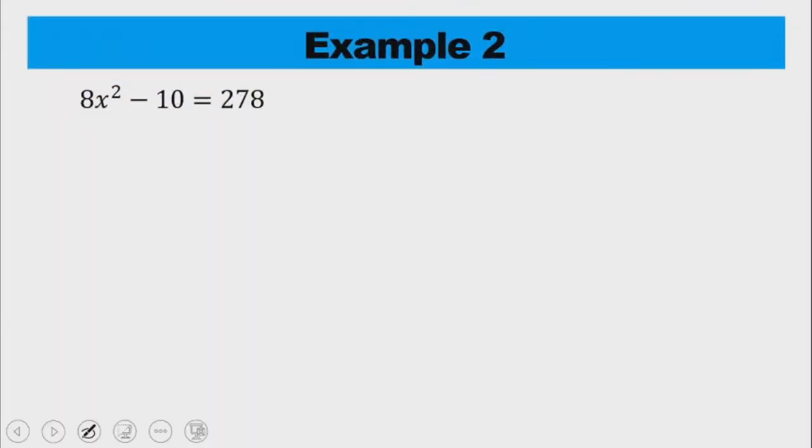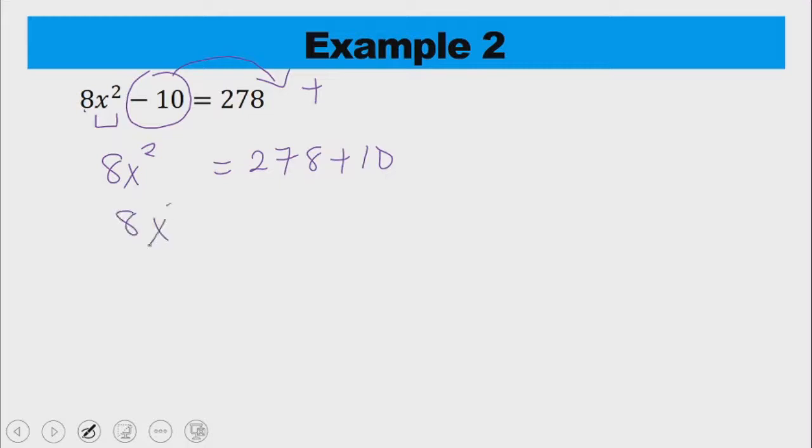Let's go to another example, example 2. In this case, in order to isolate the s squared, we need to get rid of everything else. So we need to take care of the negative 10 and the 8. How do we take care of the negative 10? By adding 10 to both sides. So that gives us 8s squared equals 278 plus 10. Or you can just move it. When you move the negative 10 to this side, it becomes a positive number. So in this case, 8s squared equals 288.